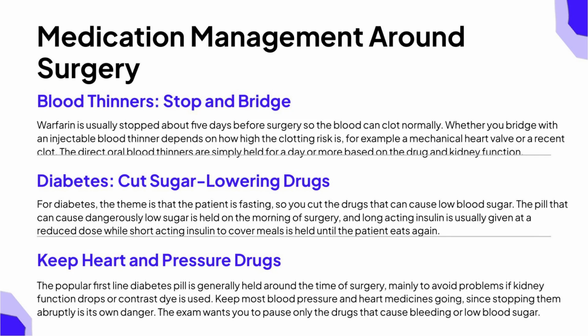Now let us cover medication management, which is one of the most testable parts of preoperative care. Think in groups. First, blood thinners. Warfarin is usually stopped about 5 days before surgery so that clotting returns to normal, and whether you bridge with an injectable blood thinner during that gap depends on how high the clotting risk is. For example, a mechanical heart valve or a recent clot.